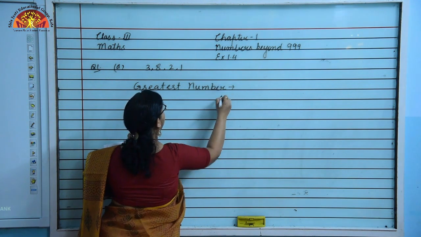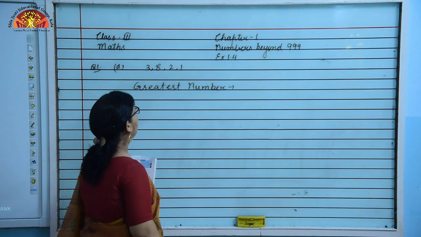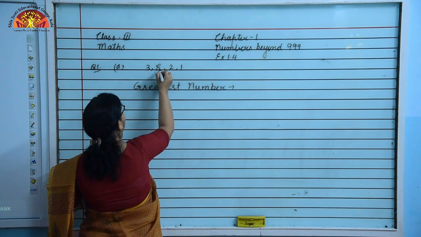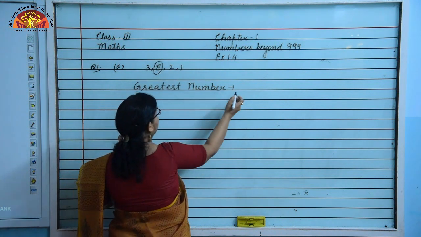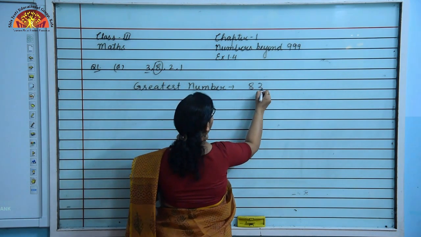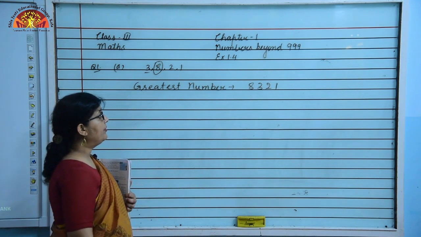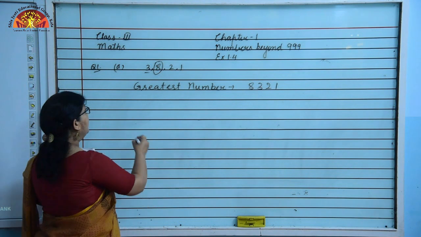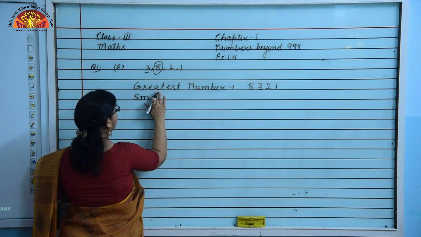So to find the greatest number, we arrange these digits in descending order. Descending means greater to smaller, and what is the greatest digit in these digits? 8. So we write here 8, then we write 3, then 2 and then 1. So what number will we get? 8321.